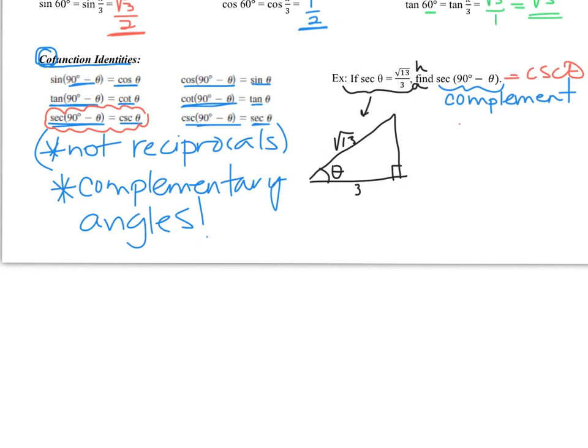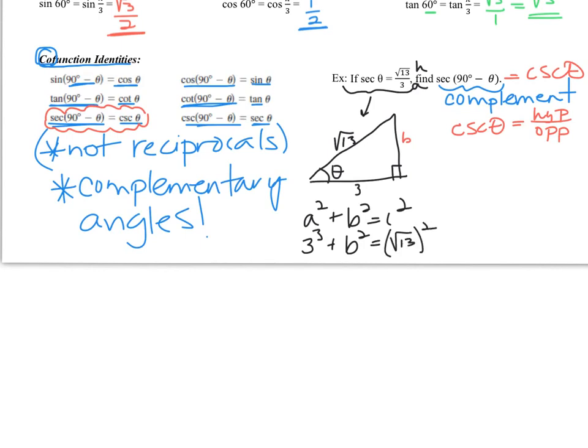However, to get cosecant, remember that's the reciprocal of sine, we need the hypotenuse over opposite. So we need to calculate the length of that missing side length. How do we do that? Oh, funny you should ask. Pythagorean Theorem. Remember we follow that model a squared plus b squared equals c squared. A in this case will be 3, b squared we don't know. C squared is the square root of 13, but it's squared. Oops, sorry, I have 3 cubed. That's definitely not the Pythagorean Theorem.